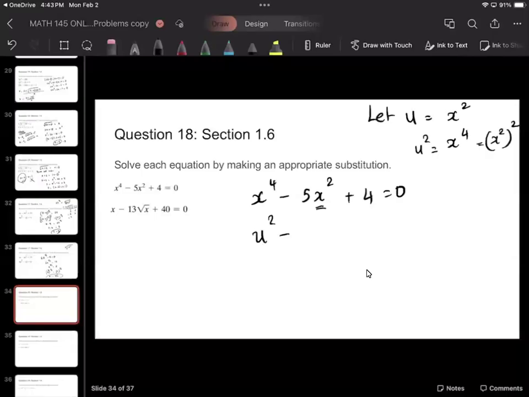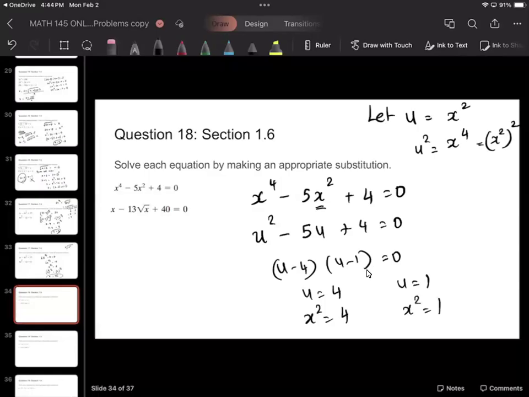So this becomes u squared minus 5u plus 4 is 0. This is factorable. So I have two values for u, like so. But u is not what I want, x is what I want. So I substitute back. X squared is 4, x squared is 1. Now how do you solve this equation? Take the square root on both sides. So x is plus or minus 2, x is plus or minus 1. So how many solutions do you have here? X can be positive 2, negative 2, positive 1, negative 1. So you have 4 solutions to this equation.